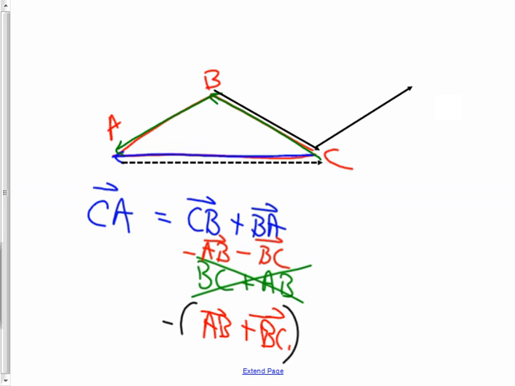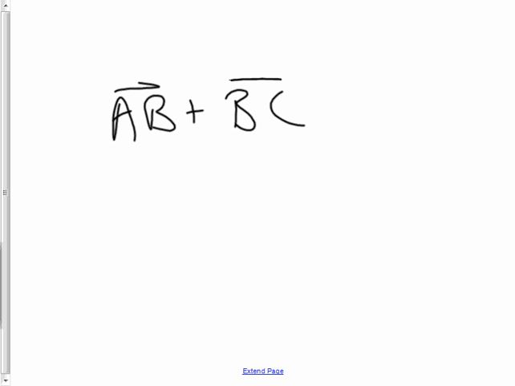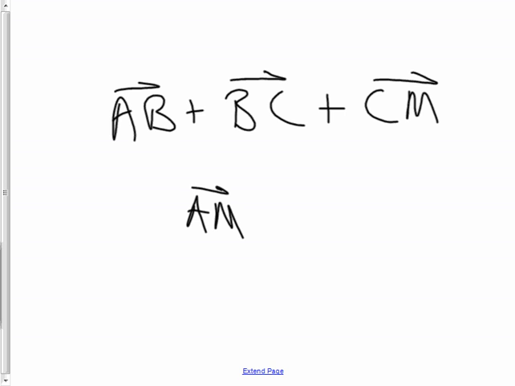So, how about this? What if I don't give you a picture, but I say AB plus BC plus CM? How could you possibly know what that is? I know what it is. Think about it. What is it? Vector AM. Just because I don't know what it looks like doesn't mean I don't know that the answer is AM.